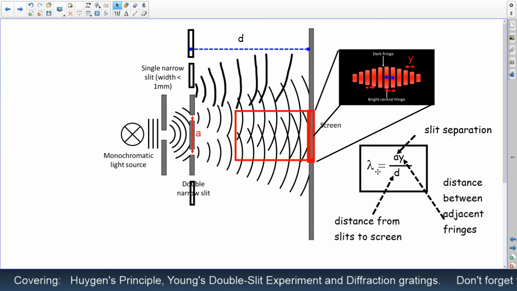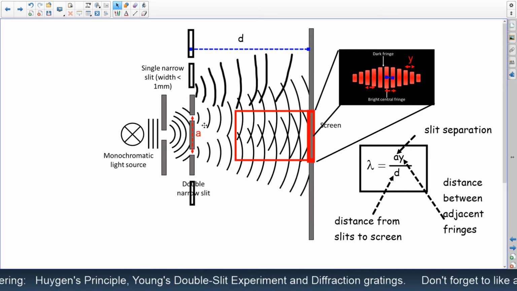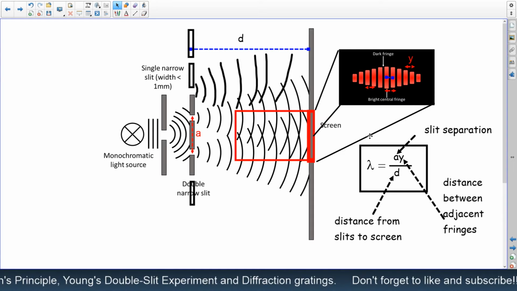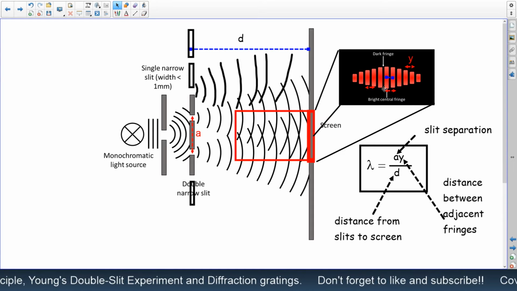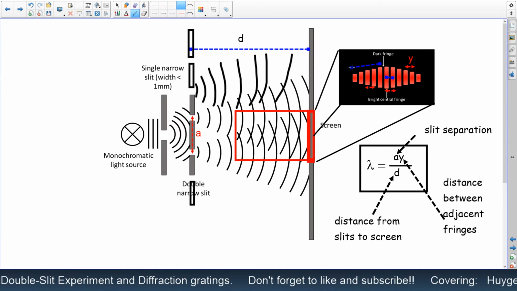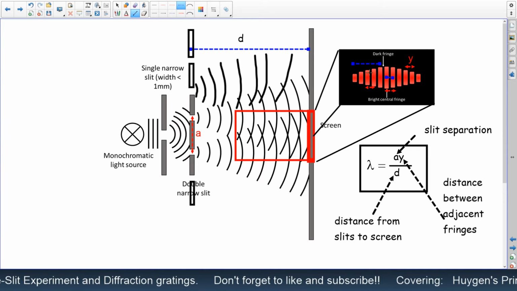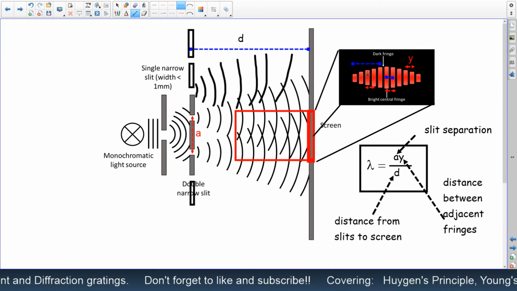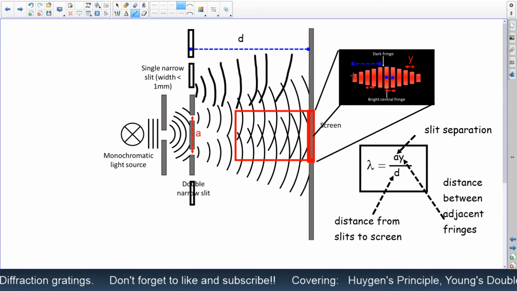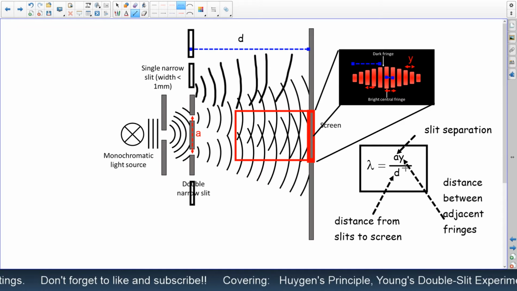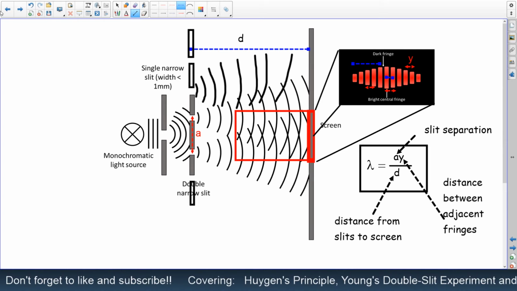Right, we need to be able to use lambda equals ay over d, where a is the slit separation, the distance between the center of one and the center of the other. y is the distance between two adjacent fringes. Okay, watch out for exam questions that give you maybe this distance here. Then you measure this distance, that'd be 1, 2, 3, that'd be 4y as opposed to y itself. Okay, so watch out for that. And d is the distance from the screen.